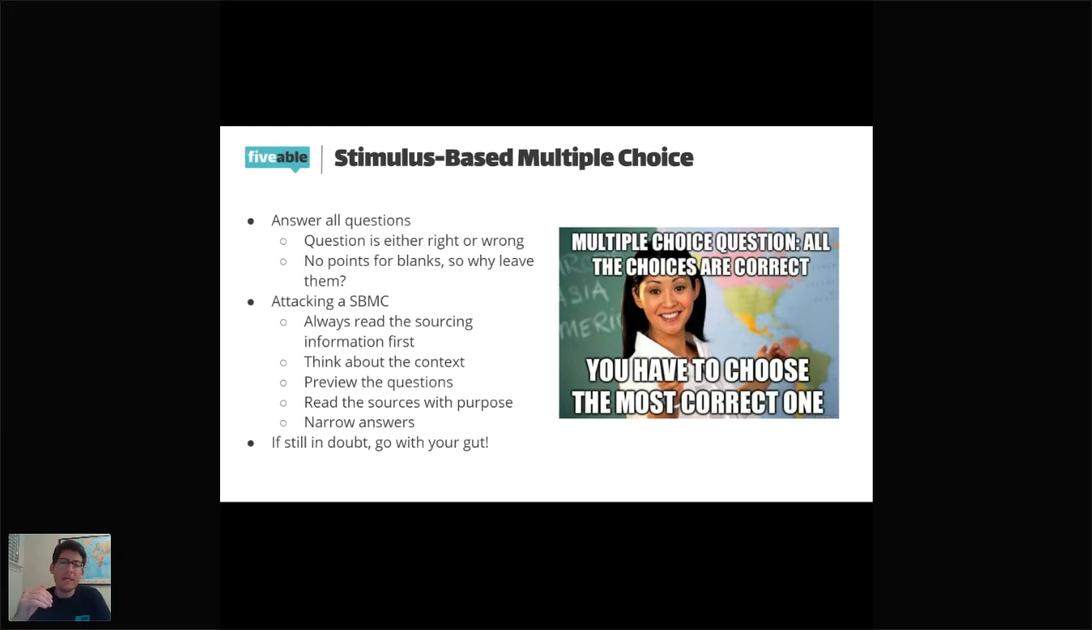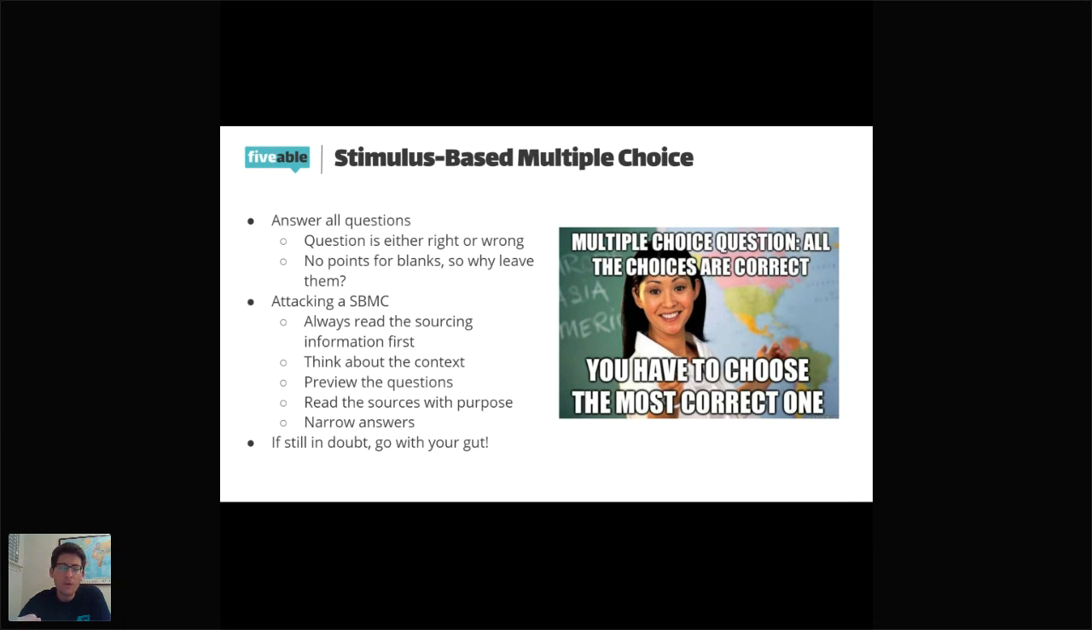Always read. When you attack the question, you don't necessarily have to start by reading that long paragraph. You may get an example of a source that is pretty long, maybe 2 paragraphs, 3 paragraphs, or maybe there's 2 sources together. First, look at the sourcing information. Who wrote it? When did they write it? Where were they? Get the gist of what's happening.